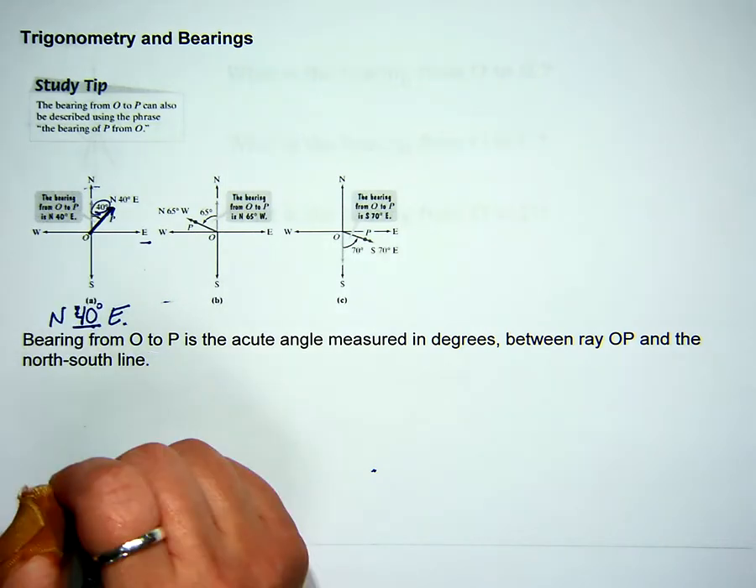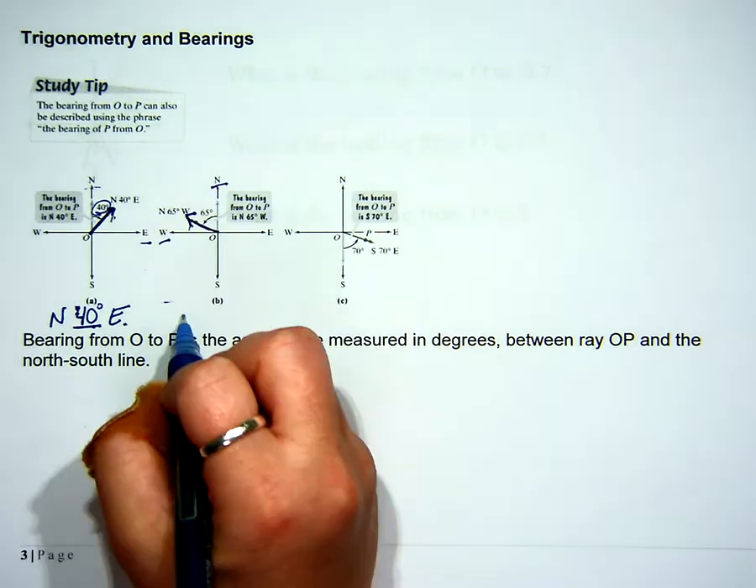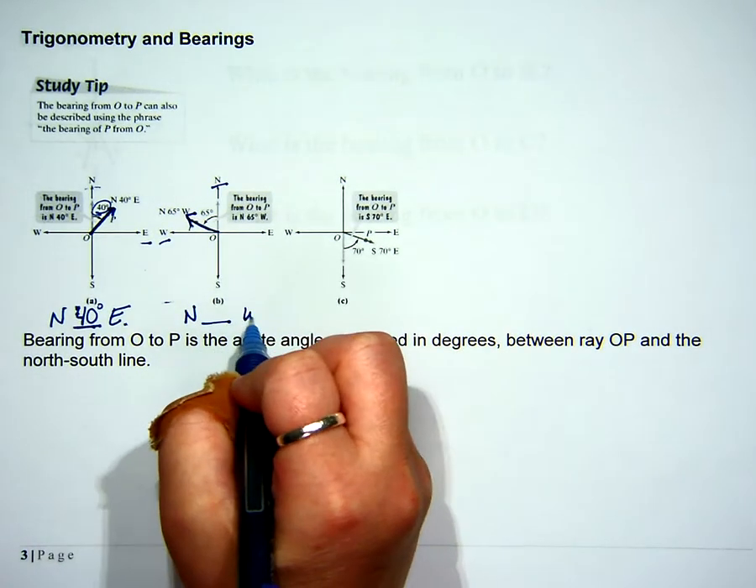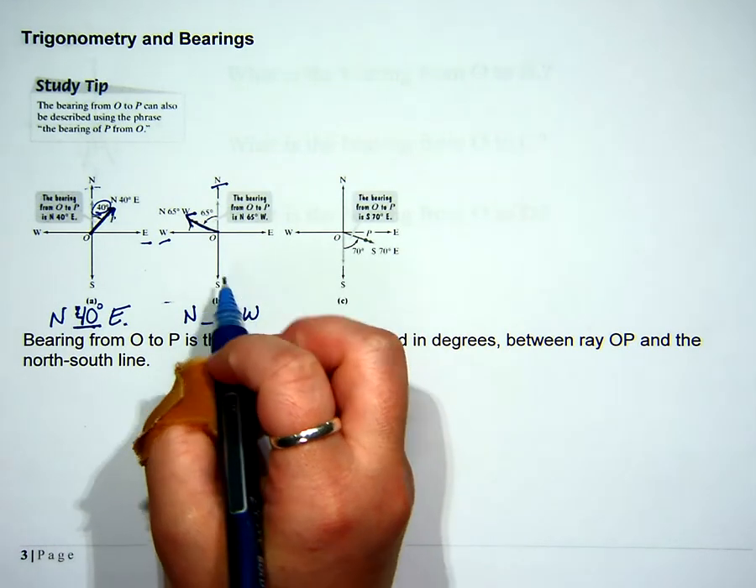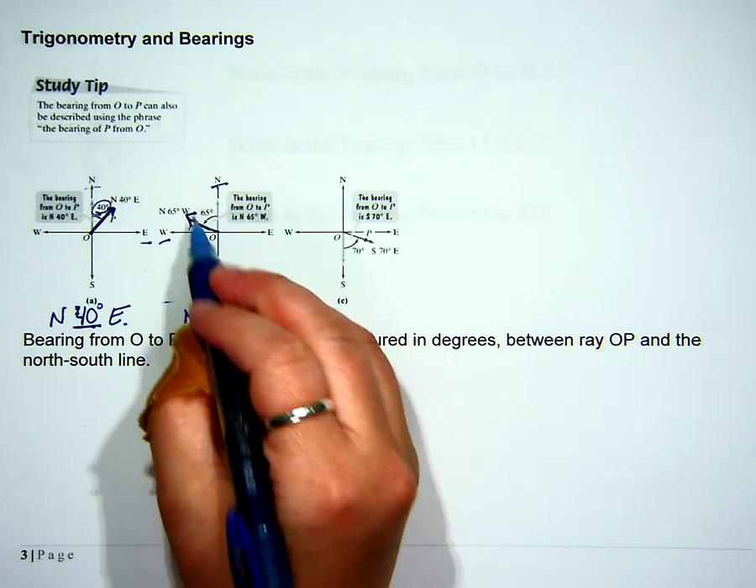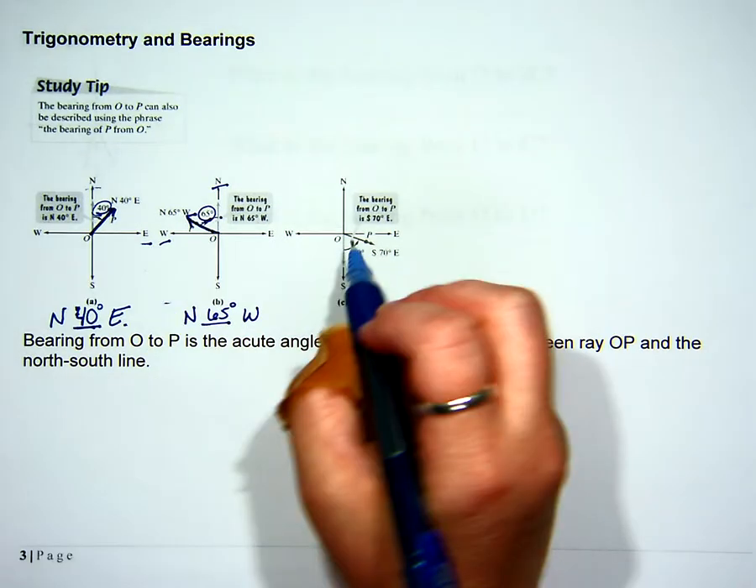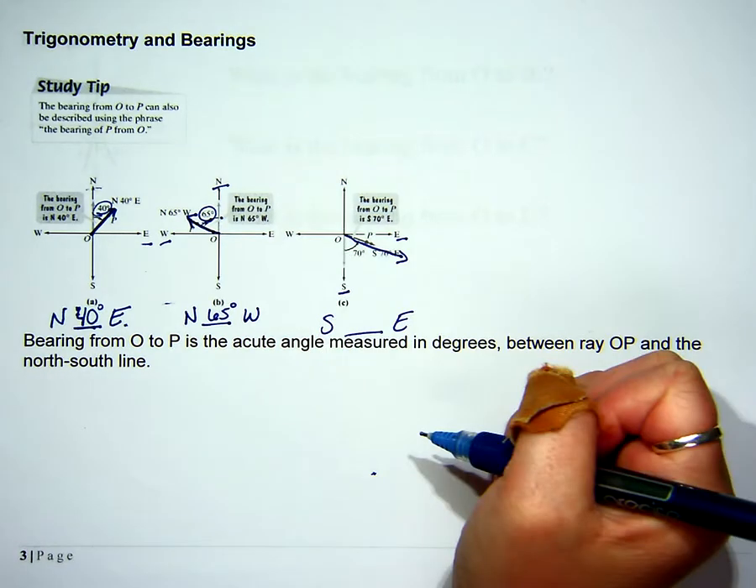Let's talk about this example. This ray happens to be in my northwest quadrant, so it's going to be north, angle, west. And again, the angle is from your ray to the north-south line, and here it's 65 degrees. Here we have a ray in my southeast quadrant, so I have south, angle, east. Here again, it's your ray to the north-south line, and here it's 70.